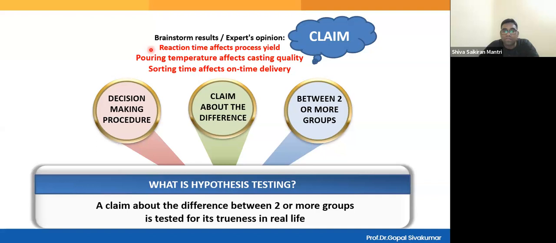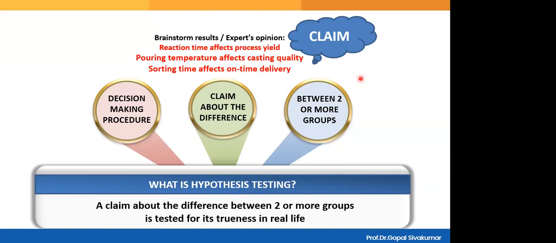Alternate, H1. Pouring temperature will affect the casting quality. HO Alternate. See here, there is an effect. Can you see? It is written straight away: it affects the casting quality. Affect means there is an effect. Yeah, it's an alternate.